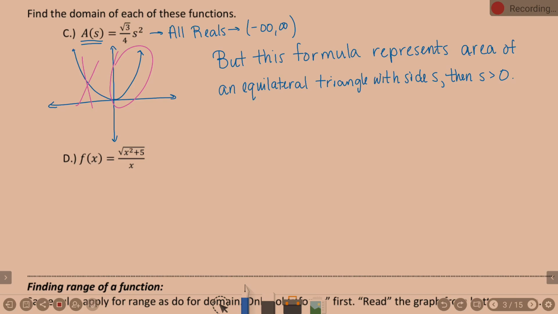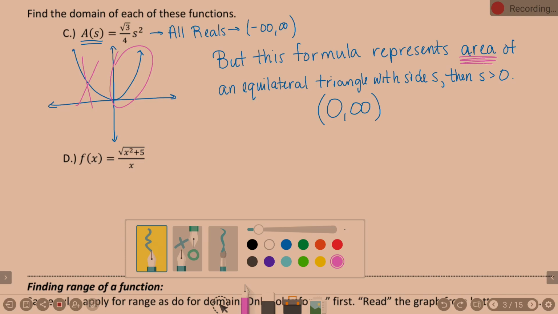Okay? Second format. So this formula represents the area of an equilateral triangle with side S, then S is greater than 0. So for the domain, I'm using 0 to infinity. Infinity always uses parentheses. Do we want to include 0 or exclude 0? Exclude. Get that 0 out of here. It could be 0 though. Can you have a side length of 0? Yeah, but then it wouldn't be a side because it's not existent. So side length would have to be positive. Bada boom. Hey, found it.